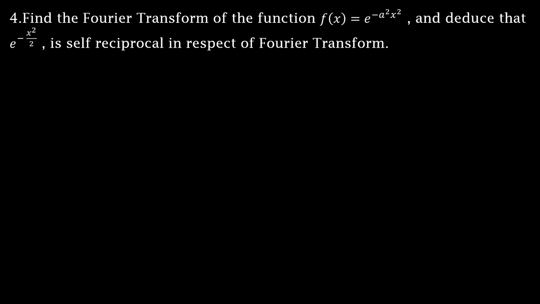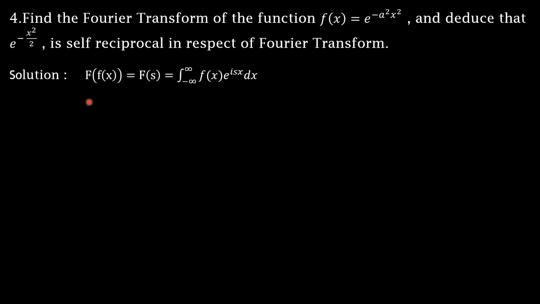Last problem on Fourier transform: to find the Fourier transform of the function f of x is equal to e to the power minus a square x square, and deduce that e to the power minus x square by 2 is self-reciprocal with respect to the Fourier transform. Let us first find the Fourier transform of the function e to the power minus a square x square, and using it we are going to deduce that e to the power minus x square by 2 is self-reciprocal.